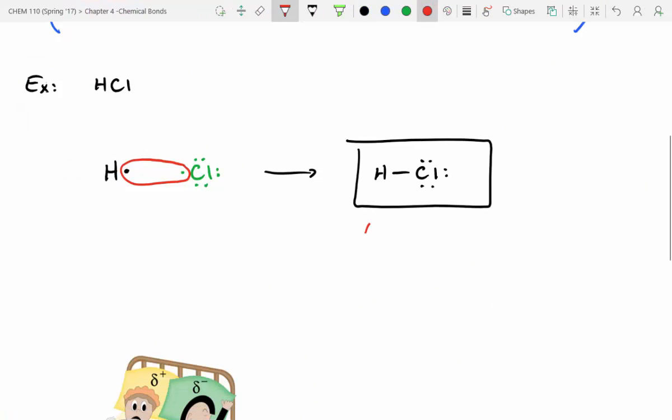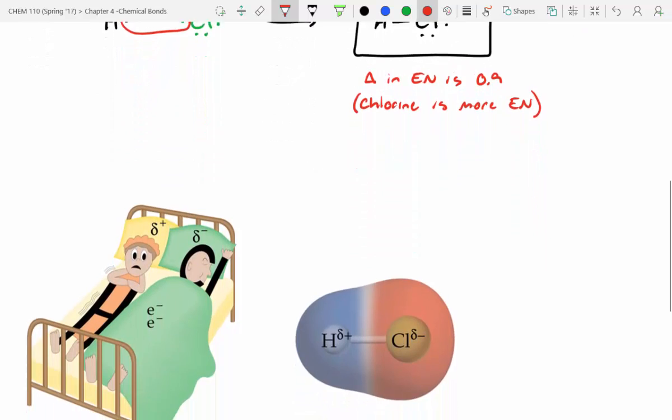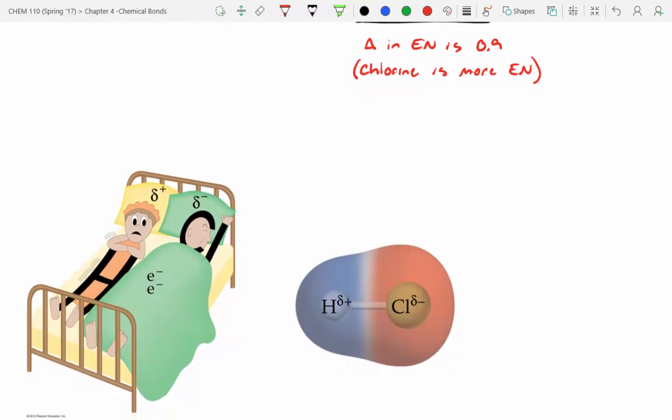So the difference in electronegativity is 0.9, and we said that the chlorine is more electronegative than the hydrogen atom, right? So chemists like to represent this using special symbols. And I've got an example below. So the chlorine essentially is going to pull electron density away from that hydrogen. And so we use this delta symbol. So can you see this delta negative right here? Delta negative means it is hogging electrons.